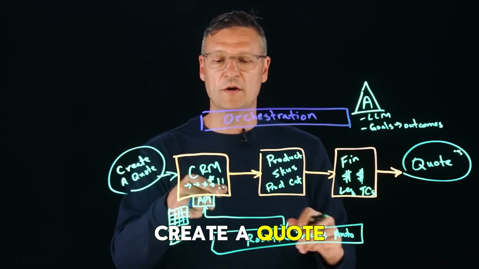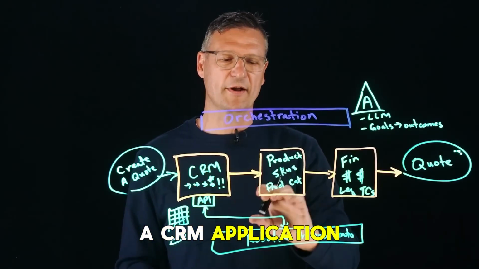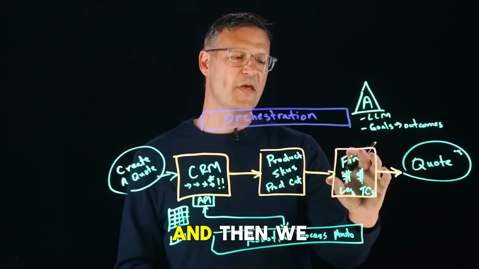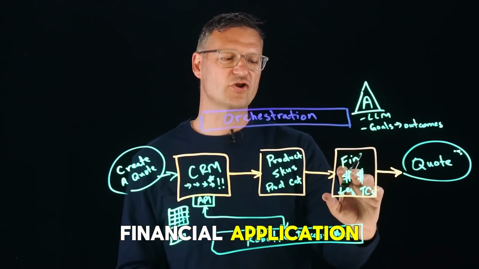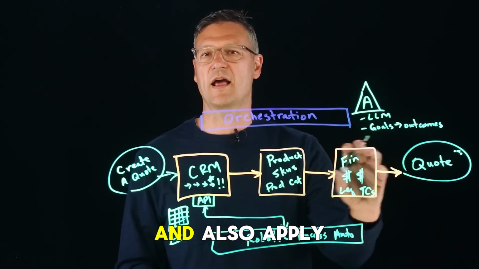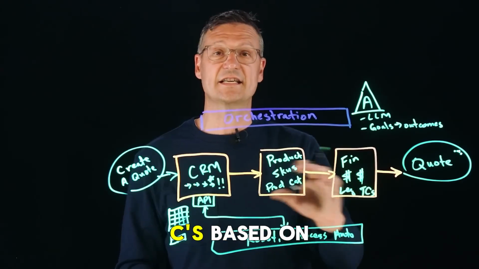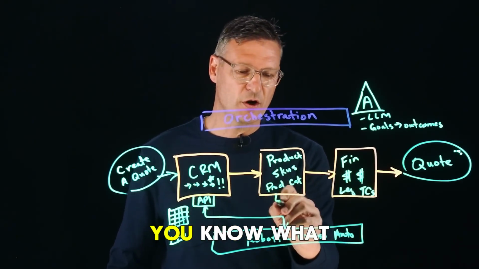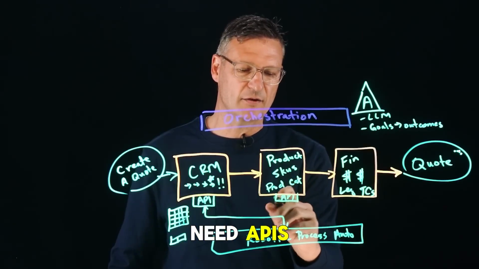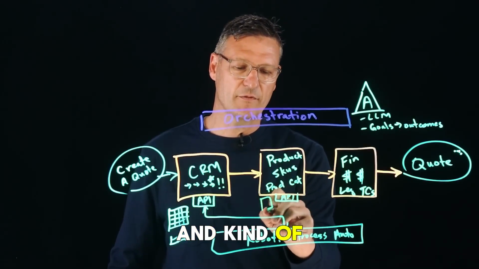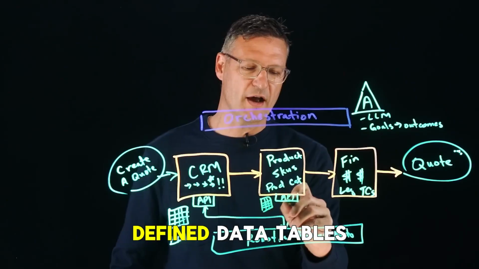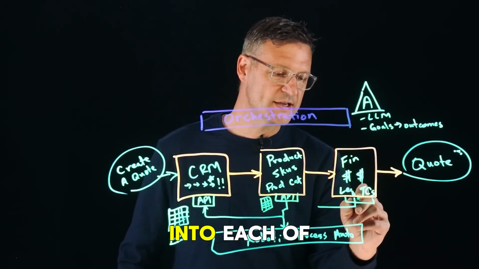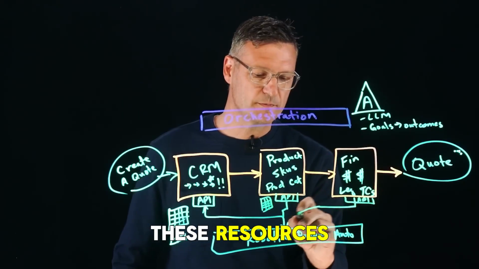Okay, so this is a very simple cartoon of a process. When we want to create a quote, we want to leverage a CRM application, a data source that has product SKUs and product catalog, and then we want to get into some kind of financial application that can price SKUs and also apply legal T's and C's based on those SKUs. Okay, now in the RPA world, we're going to need APIs and really well-defined data tables into each of these resources.